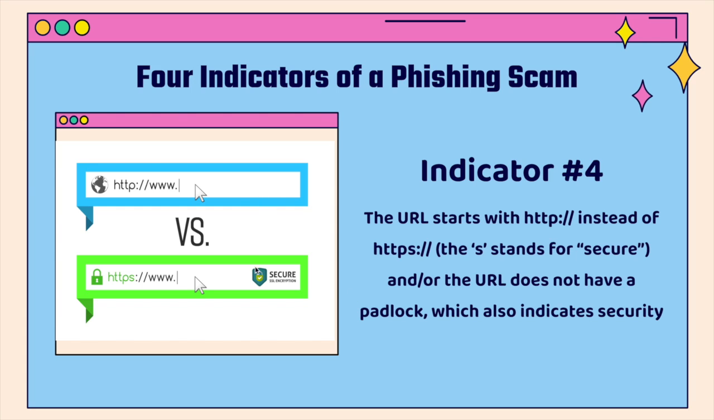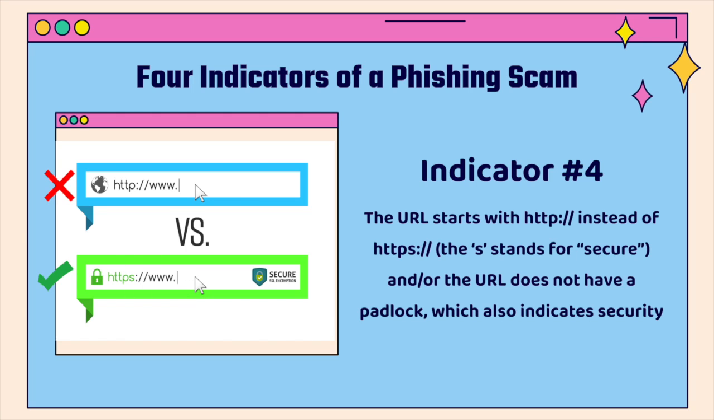So if I look over in this image, this first one makes me nervous. There is not an S after that HTTP, and I do not see a padlock symbol. This second one makes me feel confident. There is the HTTPS, and there's a green padlock, so I know that this is a secure website where I can safely type in my passwords.